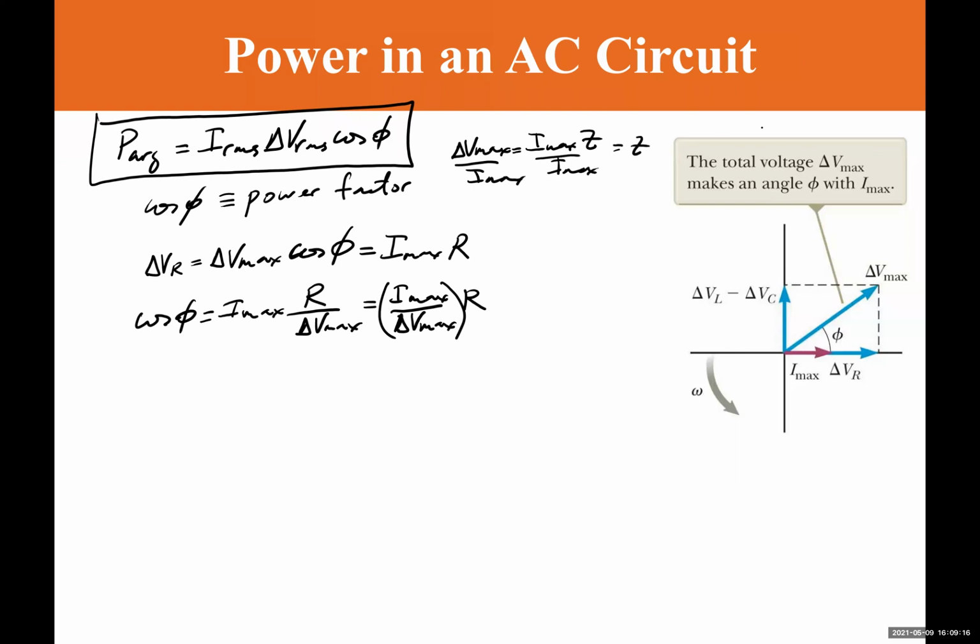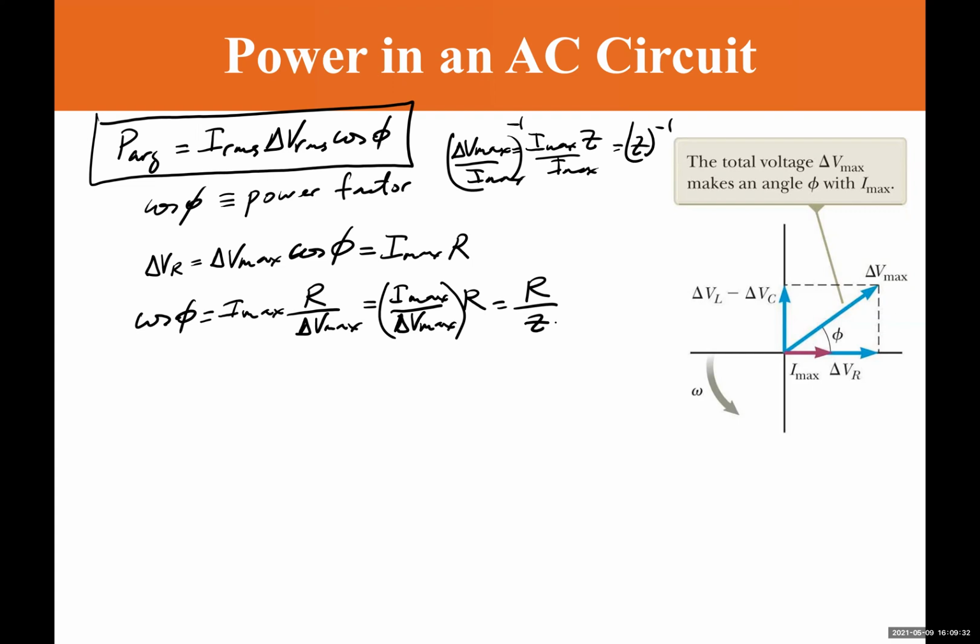So then here's a Z, right? Then delta V max over I max is the impedance. The inverse of that is basically the inverse of impedance. That means this becomes R over the impedance. Okay. So this is basically the equation for the power factor.